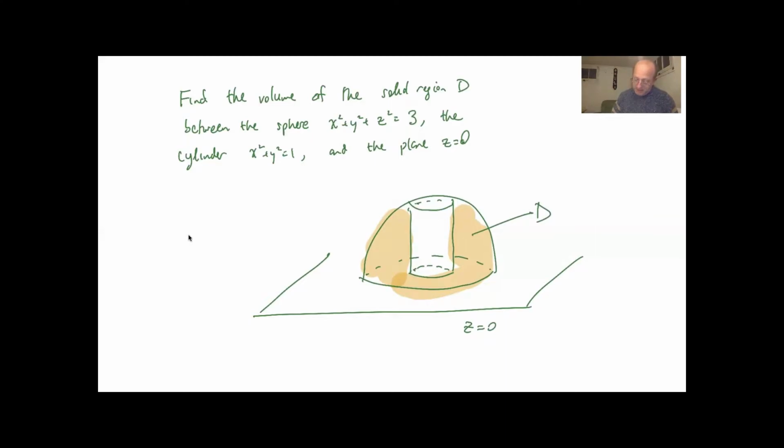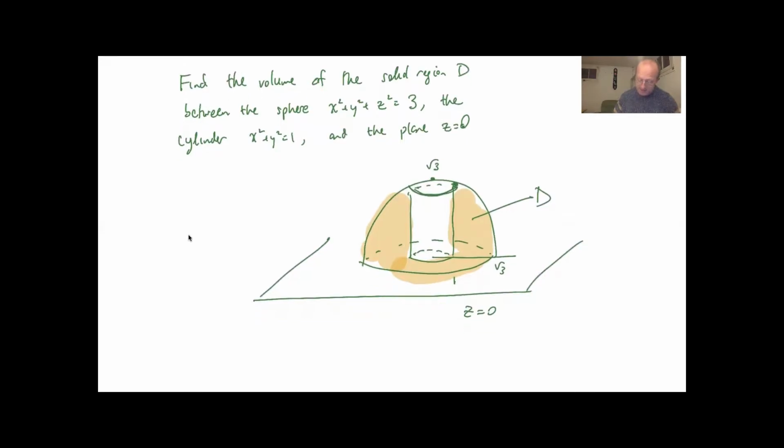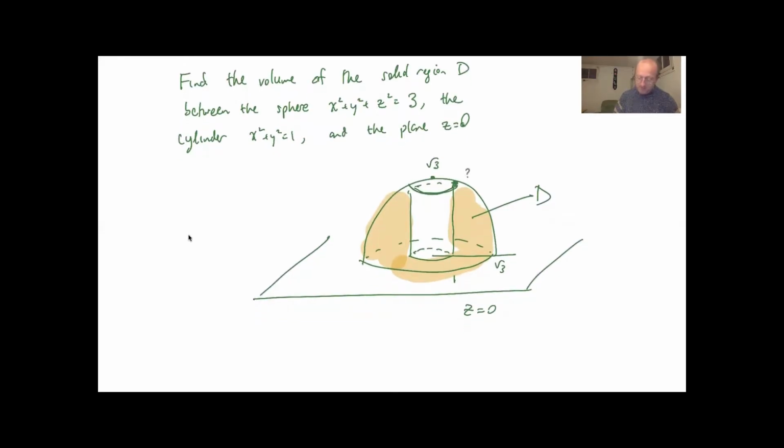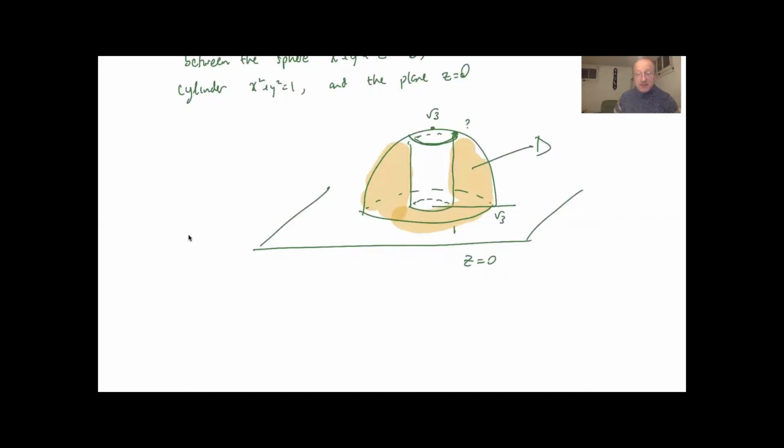The sphere has radius square root 3, and the cylinder has radius 1. What's the height here? Well, the height at the north pole of the sphere would be root 3, but since we've drilled, the height at this point at the top of this cylinder is actually just a little bit lower. To figure that out, let's take a side view.